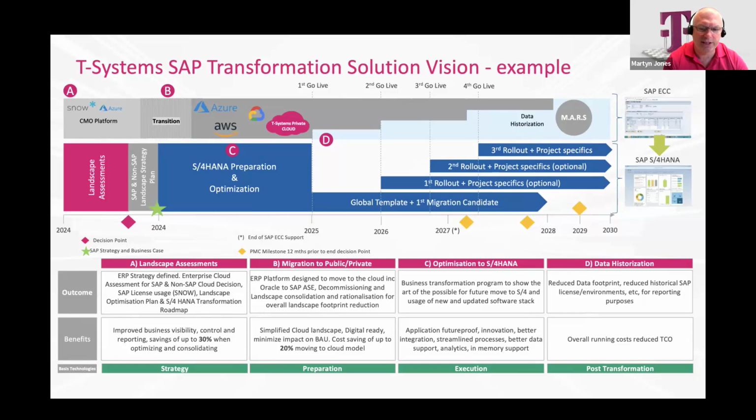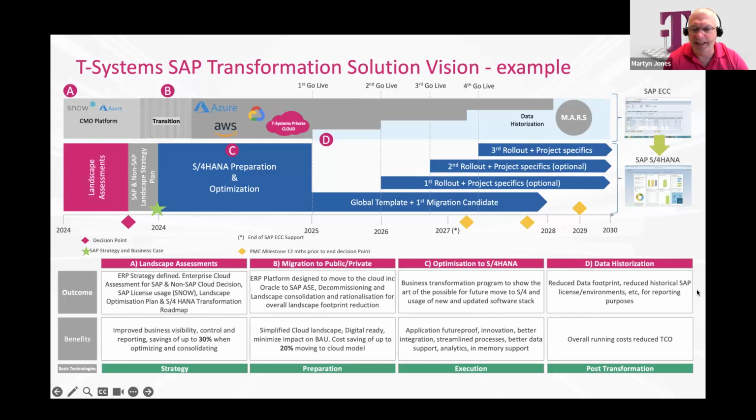Also looking at the optimization to S4, so that business transformation of how you're actually going to move to S4. So if you're going to do brownfield, greenfield, or a hybrid version of the two, really looking at how that rollout is going to work. Are you taking data across with you? Are you going complete greenfield and starting from scratch again? Or are you just going to do a brownfield transformation where you don't switch anything on, and then you're going to look at several projects later on?